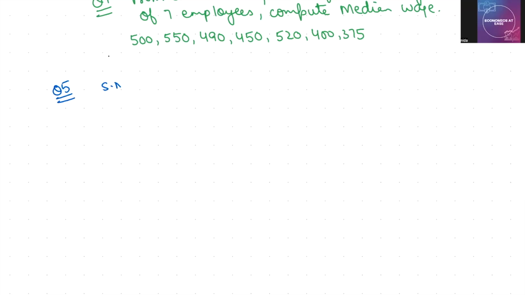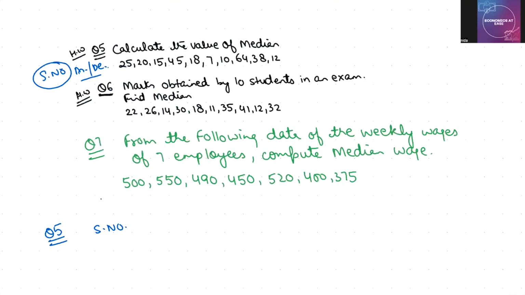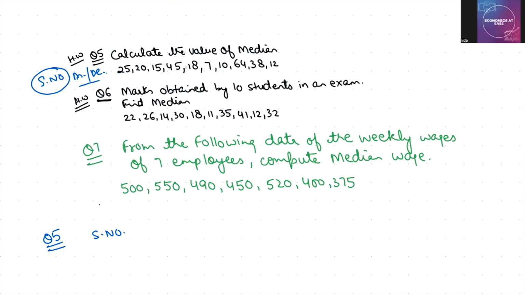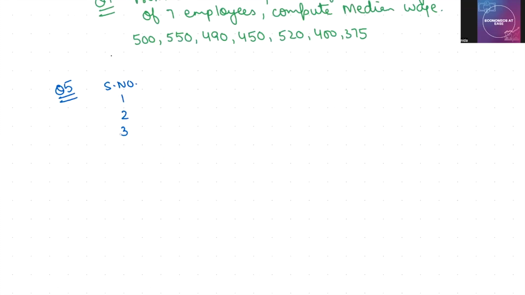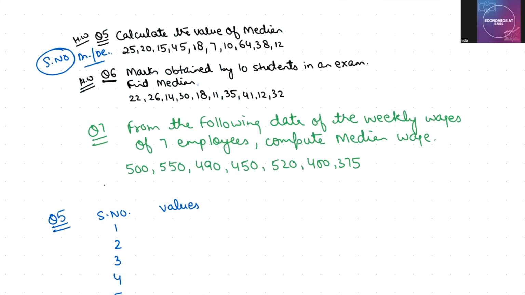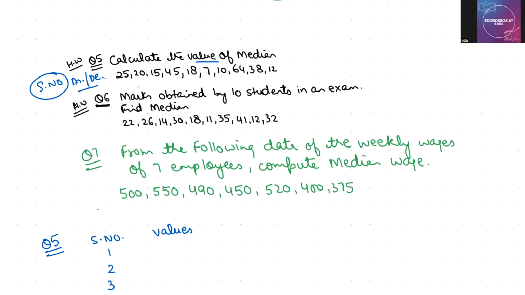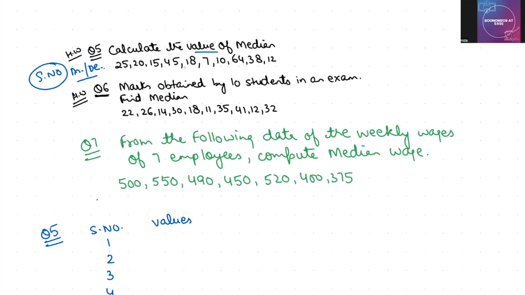Now, how many serial numbers are there? They are 1, 2, 3, 4, 5, 6, 7, 8, 9, and 10. So I'm going to write here 1, 2, 3, 4, 5, 6, 7, 8, 9, and 10. So n would be 10. Then here the values are given. Nothing is mentioned, so we are getting the value of median. The values are 25, 20, 15, 45, 18, 7, 10.